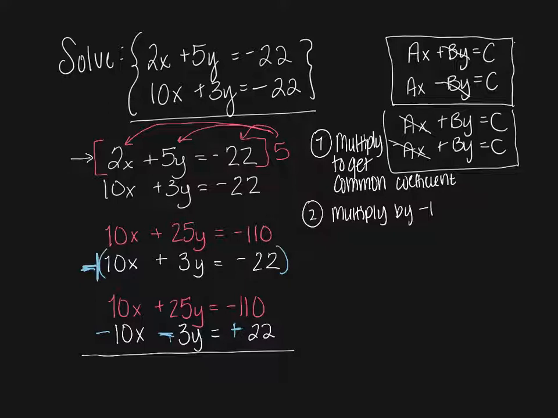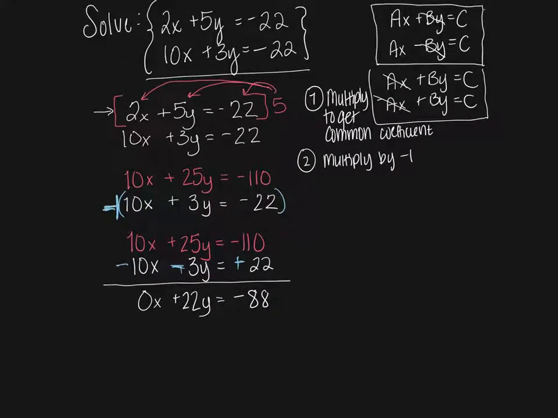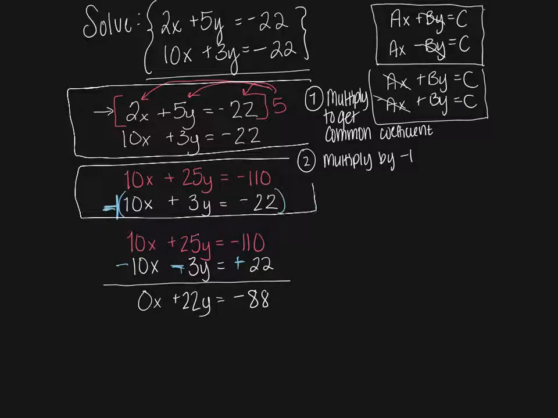So we're going to subtract this whole thing, every term. You're going to subtract your x's, so now I get 0x. I'm going to subtract my y's, so I'm going to get 22y. And I'm going to subtract over here, negative 88. Okay, so notice I did my first step up here. I multiplied to get a common coefficient. My common coefficient was 10, and then I multiplied one of my entire equations by negative 1.